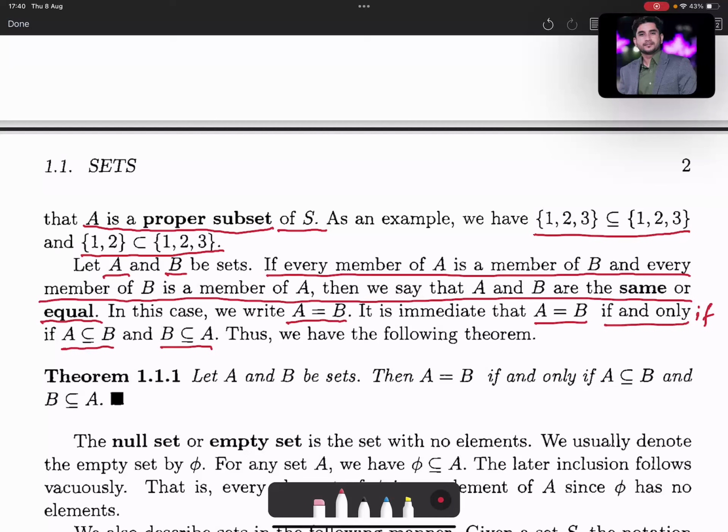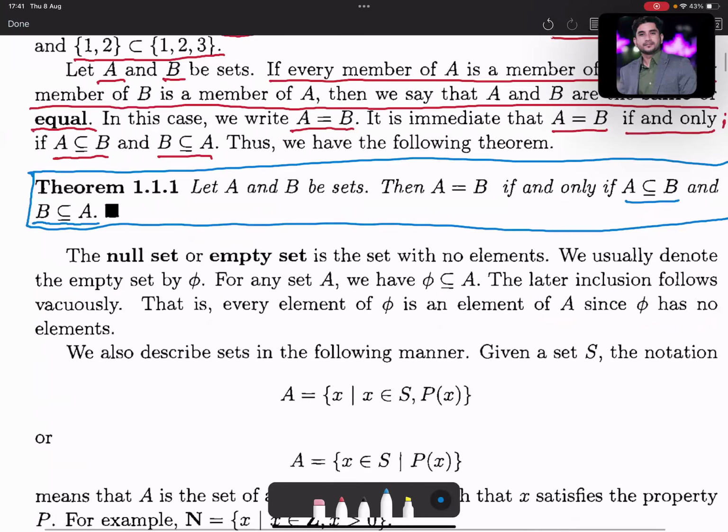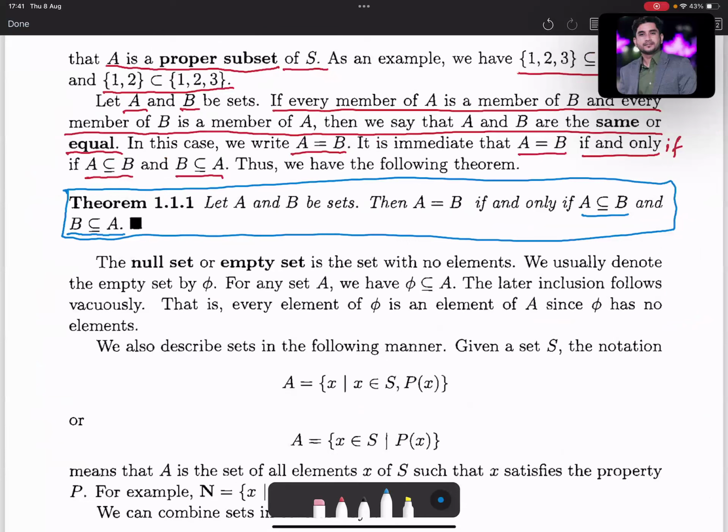The result says that if we have two sets A and B, then A is equal to B if and only if A is contained in B and B is contained in A. And we can prove this by using some proof techniques.